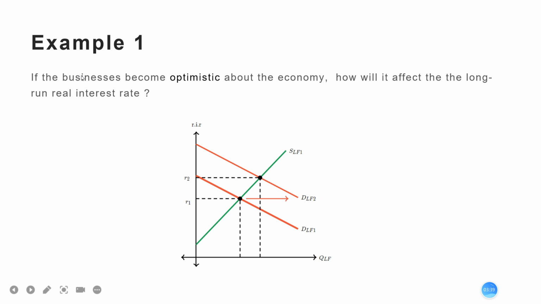So here is example 1. If businesses become optimistic about the economy, how will it affect the long-run real interest rate? As we see, if businesses become optimistic, the demand curve will shift to the right, so the long-run interest rate will increase, and the quantity of loanable funds will also increase.